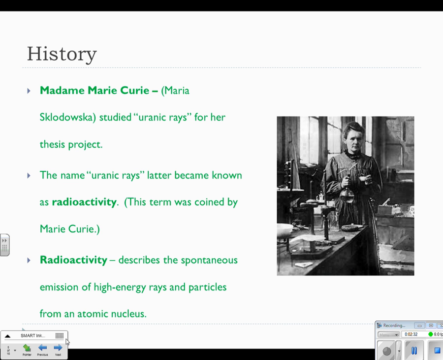Radioactivity is the spontaneous emission of high-energy rays and particles from an atomic nucleus. So this is not a chemical reaction. Radioactivity is a nuclear reaction, so a change in the nucleus. In a normal chemical reaction, the nucleus does not change. Spontaneous meaning it happens all on its own. Nothing has to happen to make this happen.